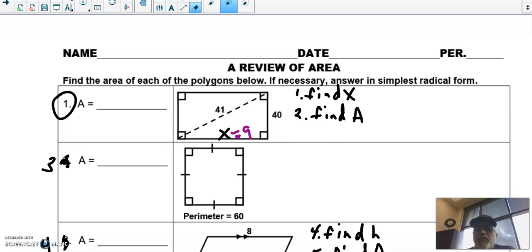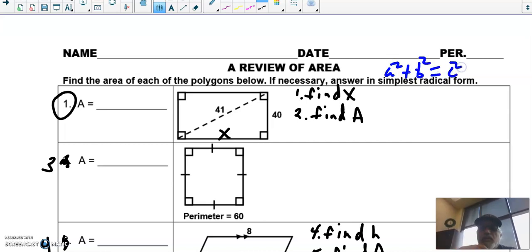Okay, in this assignment, we have to find area. In this particular one, on number one, we have to find x first before we can find the area. And the way we're going to find x is we're going to use Pythagorean's theorem. If you remember Pythagorean's theorem, that is a squared plus b squared equals c squared.